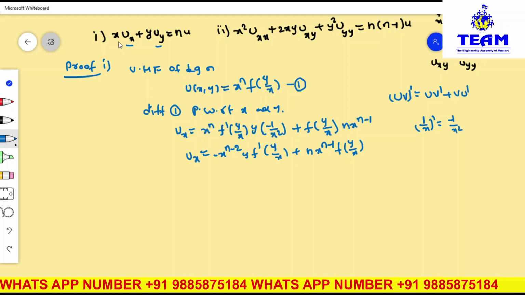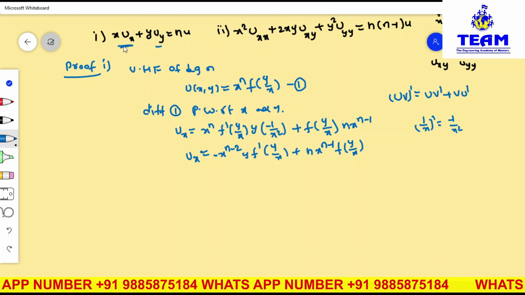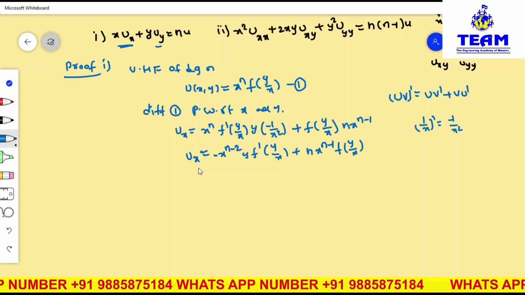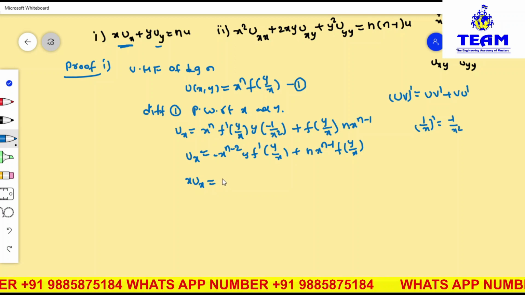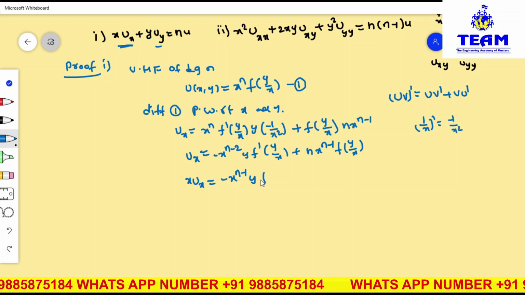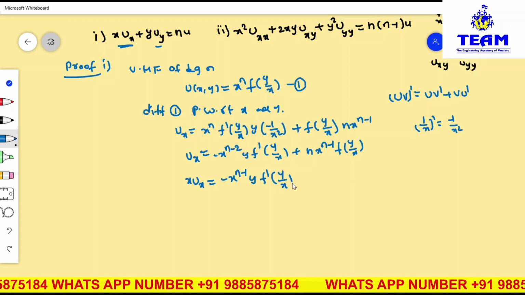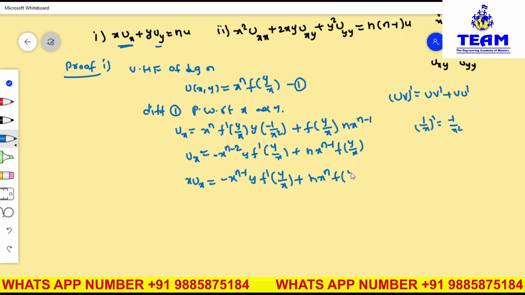Actually what you have to prove is x ∂u/∂x + y ∂u/∂y = nu. So multiply x on both sides, then you will have x ∂u/∂x equal to minus x^(n-1) y f'(y/x) plus n x^n f(y/x).